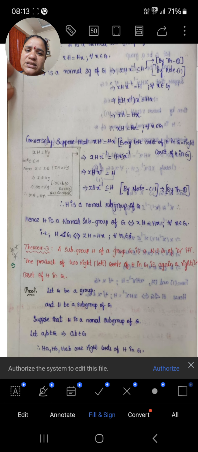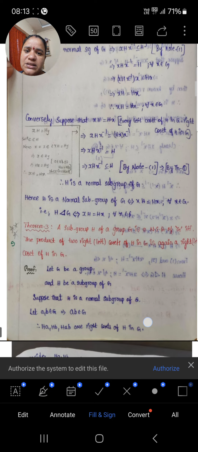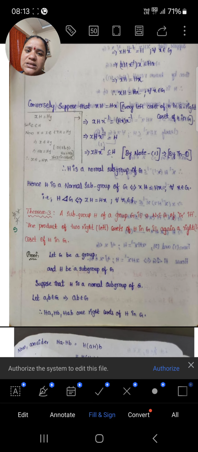So xhx inverse into x is equal to hx, which implies xh is equal to hx. Conversely, suppose that xh is equal to hx. Now we have to prove that H is a normal subgroup of G. H is a normal subgroup of G means we simply have to show that xhx inverse is contained in H. So xh is equal to hx.